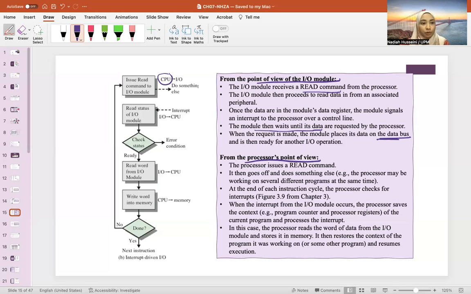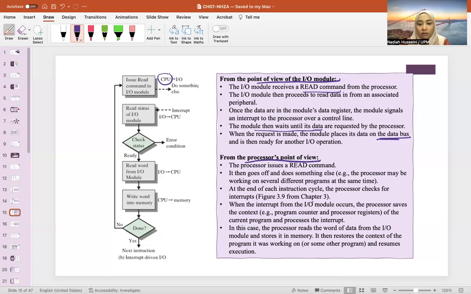So from the processor's point of view, the processor issues a read command, okay? It then goes off and does something else. For example, the processor may be working on several different programs at the same time. At the end of each instruction cycle, the processor checks for interrupts. So it is doing some other instruction and it will consistently check for interrupts. If there is an interrupt, it will receive that interrupt, but even though it knows there is an interrupt, it will finish its business first.